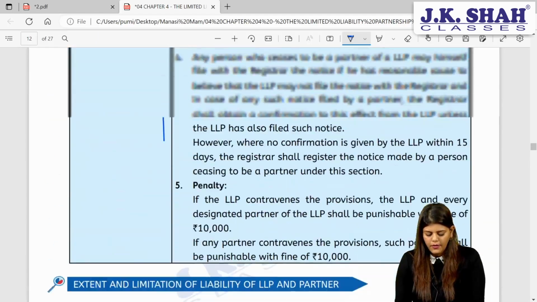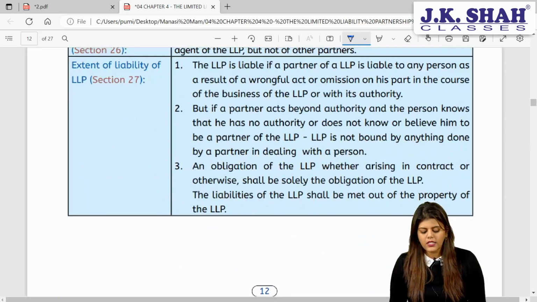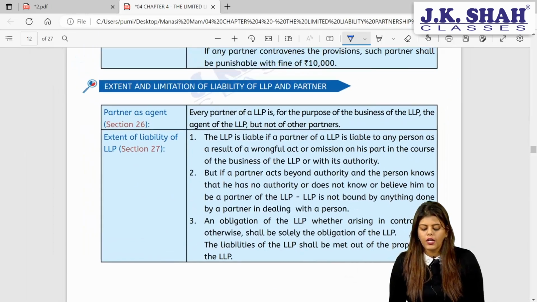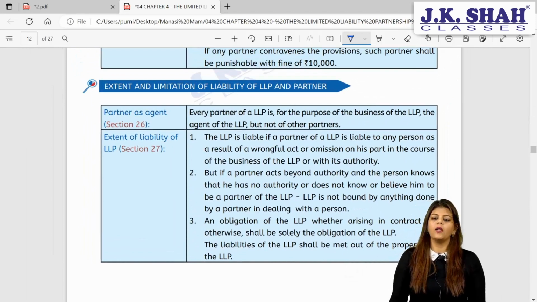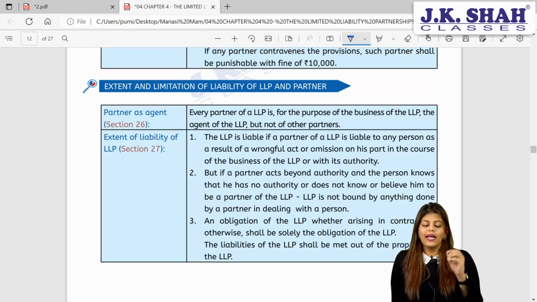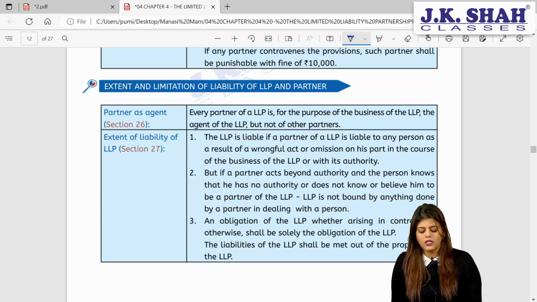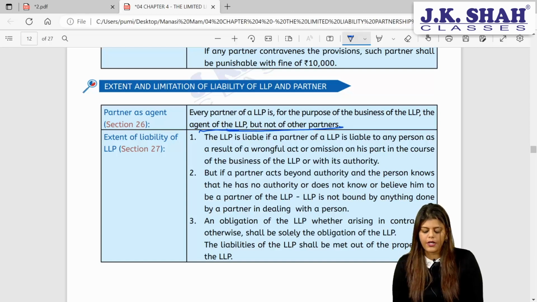So we finished till here. The next part is extent and limitation of liability of LLP and partner. Again, there are not a lot of amendments in this, but yes, the penalty part has been amended. So as I told you before, in LLP there is no mutual agency. Every partner is just agent of LLP and he is not agent of other partners, correct?